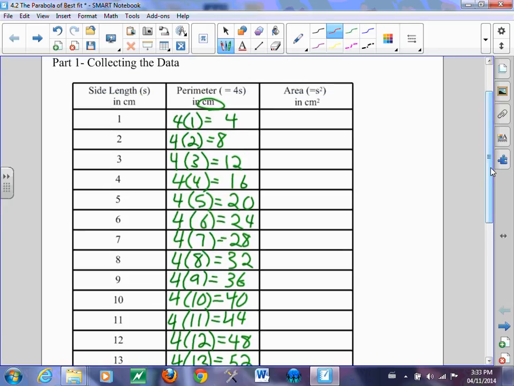When we do the area, remember it's length times width of a rectangle, but side times side because we're taking a look at a square. So side squared is s times s. So that's where that formula comes from. And notice the units are centimeters squared. So what you're going to do is take the side and square it. And that equals 1. So you can, again, write the same pattern down. You're going to take 2 and square it, 3 and square it, 4 and square it, 5 and square it, 6 and square it.